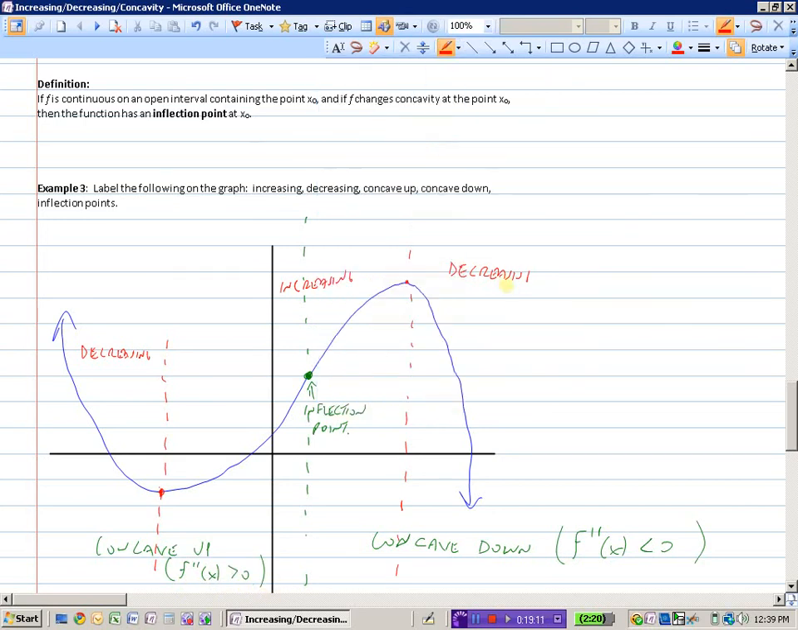And in this interval here where it's decreasing, the first derivative would be less than 0. And in this area where it's increasing, the first derivative would be greater than 0. So the first derivative tells you where it's decreasing or increasing. The second derivative will tell you where it's concave up or where it's concave down.